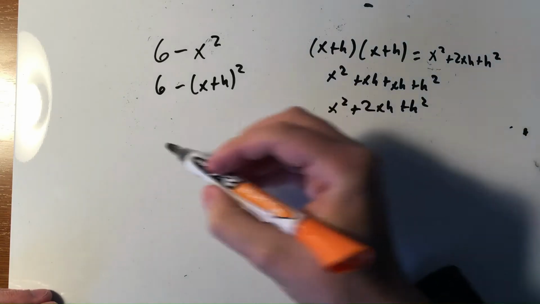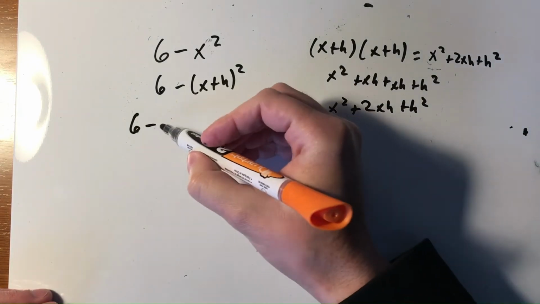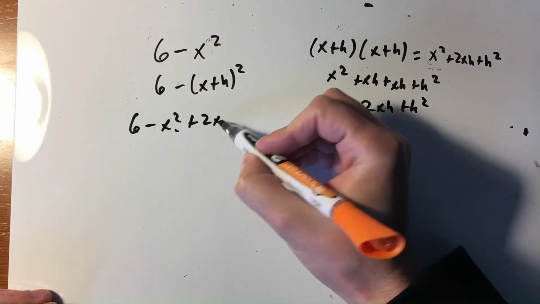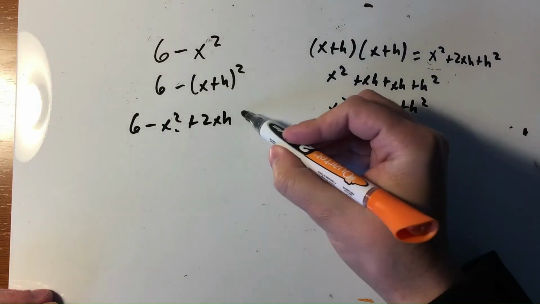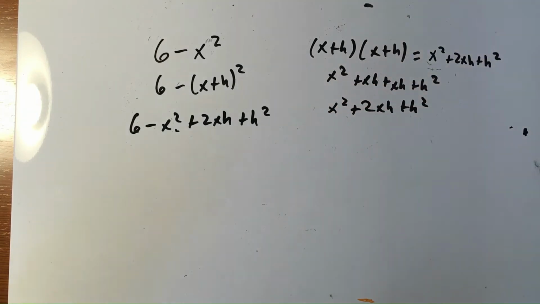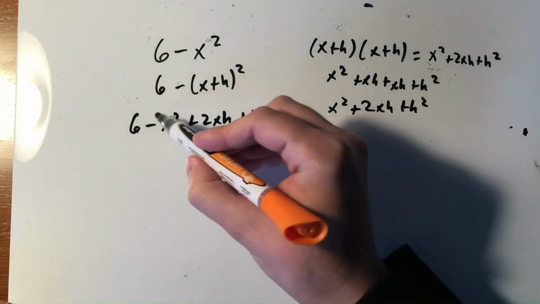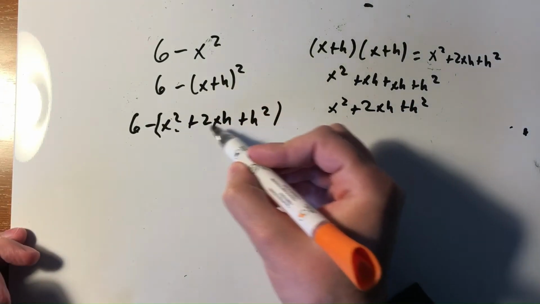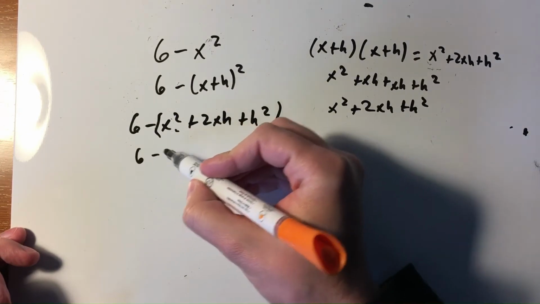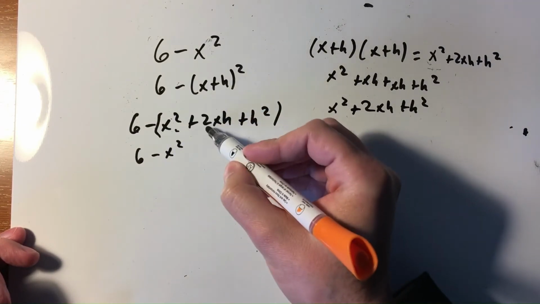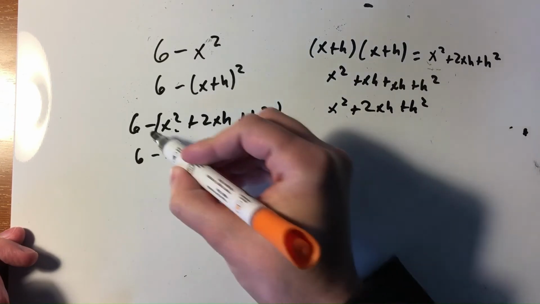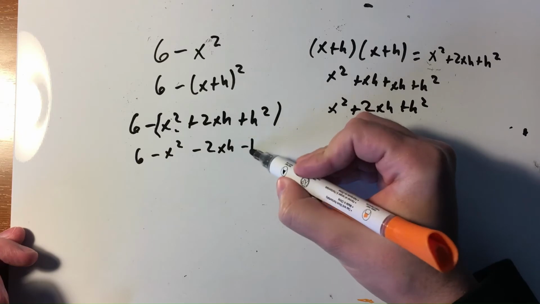So let's plug this in. 6 minus (x squared plus 2xh plus h squared). And we also need to put this in parentheses. So let's distribute our negative 1 to all of this. 6 minus x squared. This is going to become a negative also. Minus 2xh. This will also become a negative. Minus h squared.